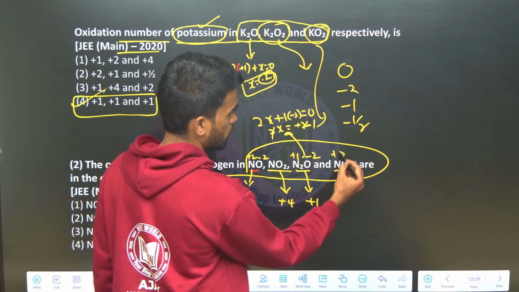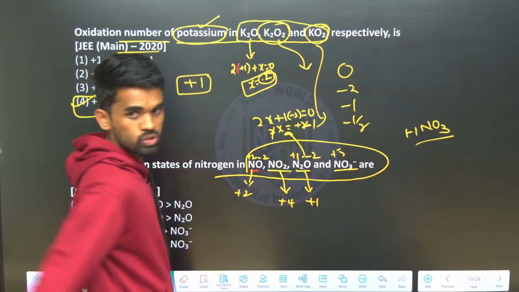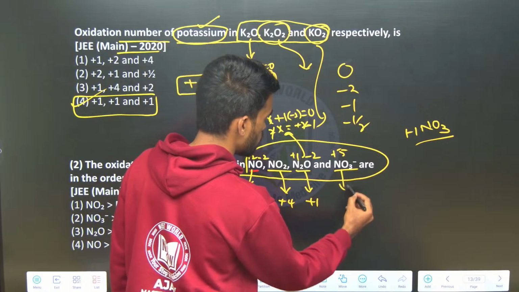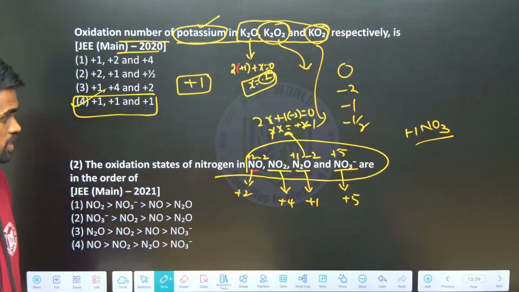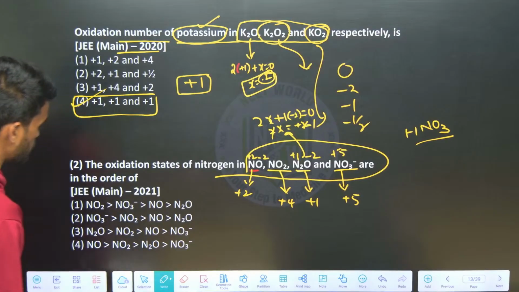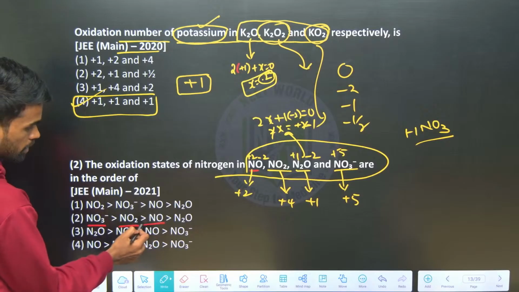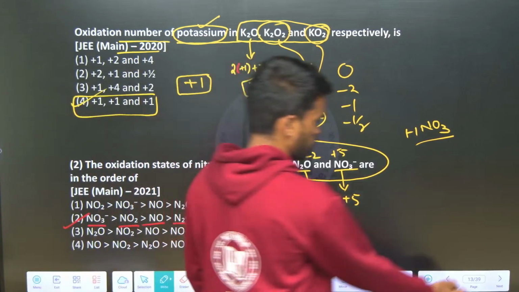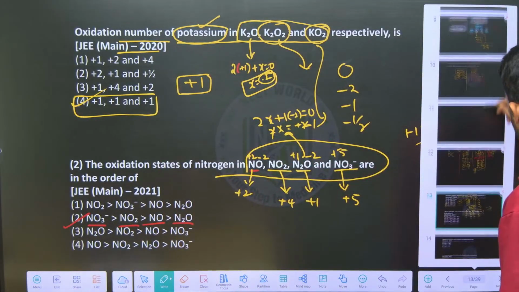Plus 5. Okay, even if I ask for nitric acid, HNO3, that is also plus 5. So you got your oxidation states. Simply arrange them based on their oxidation states. Nitrate ion maximum, after that nitro, like NO2, next nitric oxide, N2. Second option. Okay, fine. Next, remaining things, we have few more.